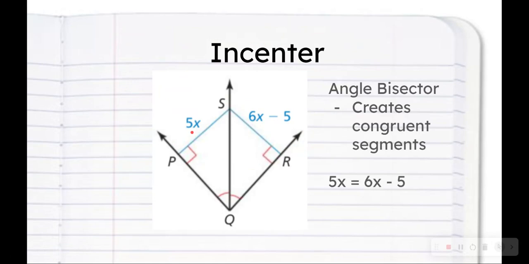So I can say 5x equals 6x minus 5, and then I can solve that problem. I'll subtract 6x from both sides, I get negative x equals negative 5. Multiply by negative 1, I get x equals positive 5.